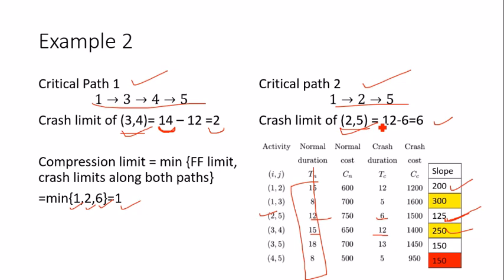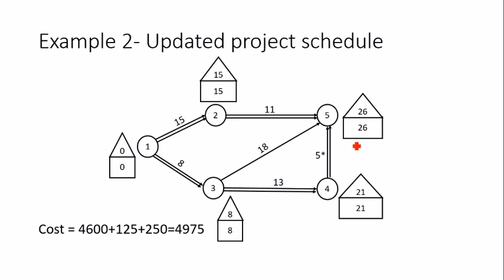So you reduce 3 to 4 duration also by 1 day, and you reduced duration of 2 to 5 also by 1 day. So 3 to 4 was this. From 14 I have changed this to 13, and 2 to 5 was 12. You can check in the previous diagram. I have changed this to 11. So after updating the duration, you compute again ES and LC, new ES and LC. You'll get your new project schedule, and on similar lines you can compute the cost.